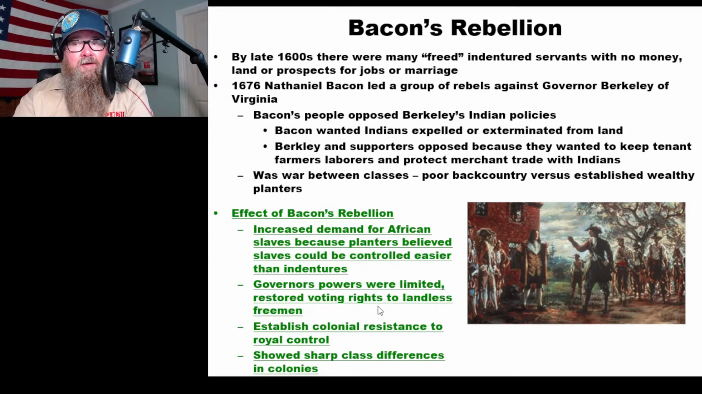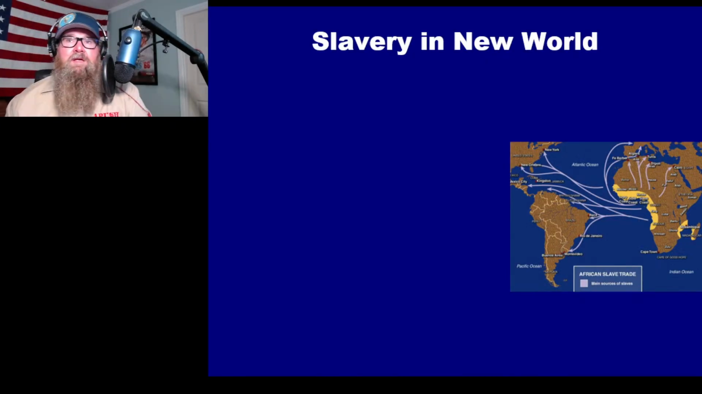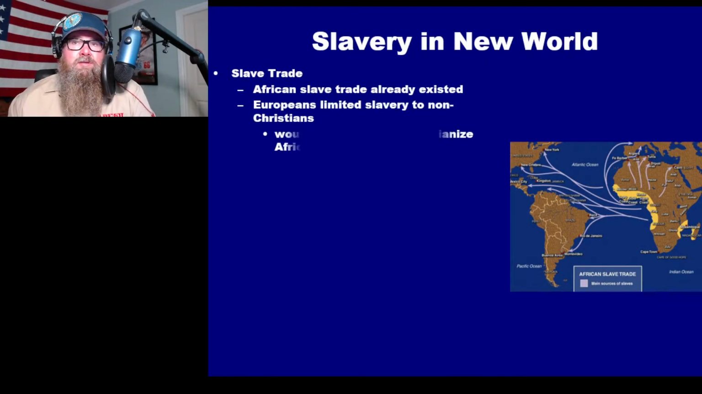Then, you're restoring voting rights to landless freemen. So if you don't have land, you can vote. And there is class differences in the colonies. But far and away, the most important thing, and the thing that you have to remember about Bacon's Rebellion, is the change from indentured servitude to slaves. Okay? All right.